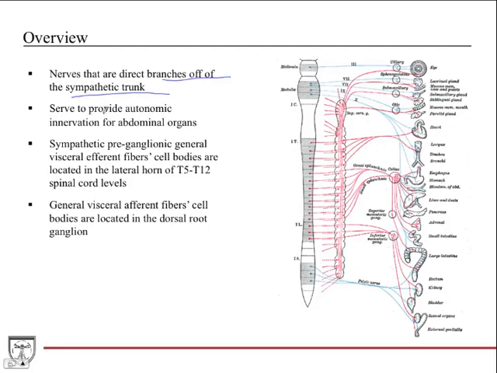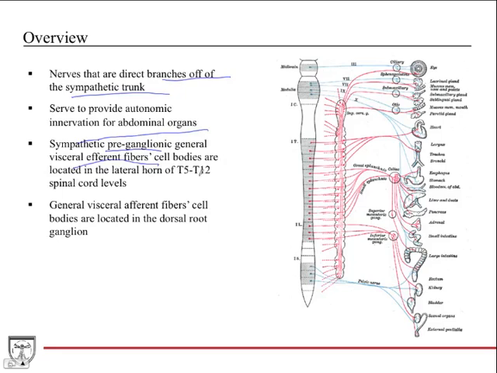So what do they serve to do? They provide the autonomic innervation for abdominal organs. They actually don't really do anything in the thorax. Even though they travel there, they don't have any significant effect. They carry sympathetic fibers, so a good practical question would be, they tag one of these nerves and they ask you what kind of nerve fibers run through these nerves. And the answer to that would be sympathetic, preganglionic, or presynaptic, general visceral efferent fibers.